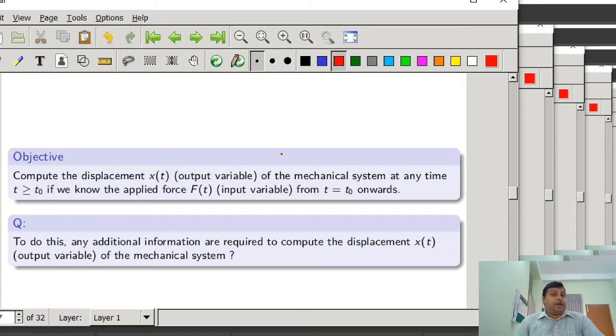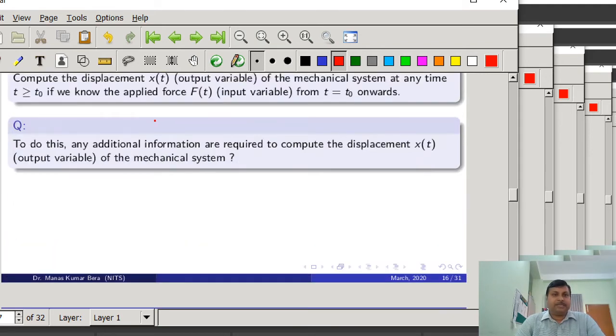Now another thing coming into our mind: to do this, are any additional informations required to compute the displacement x(t) of the mechanical system or not? Means we know the input, but along with that, is something else required to compute the displacement x(t) for t greater than or equal to t0 or not? To do that, we will do further analysis.